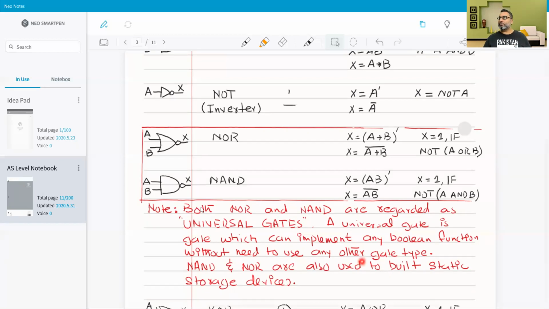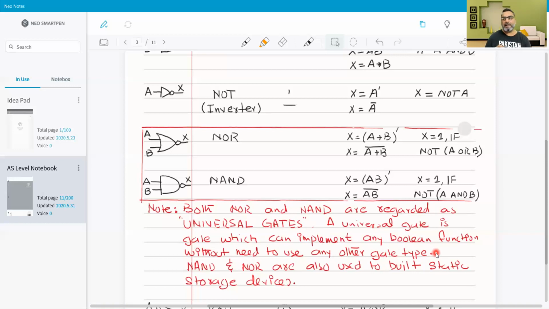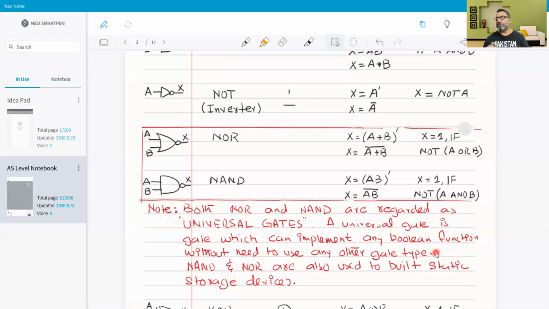So both NOR and NAND are regarded as universal gates. A universal gate is a gate which can implement any Boolean function without the need to use any other gate type. Secondly, NAND and NOR are also used to build static storage devices.